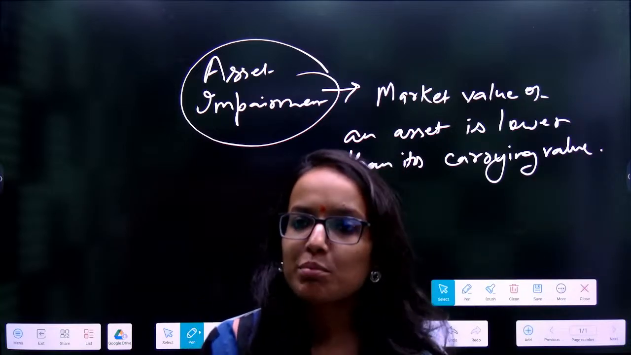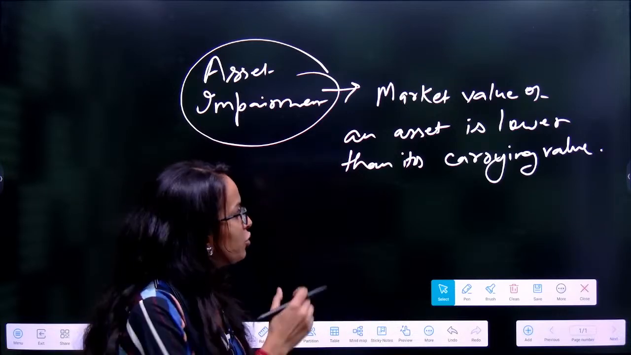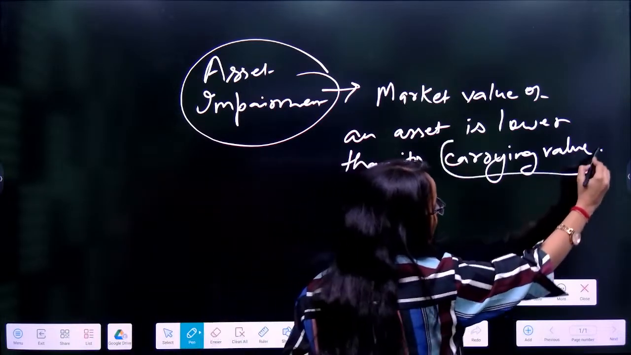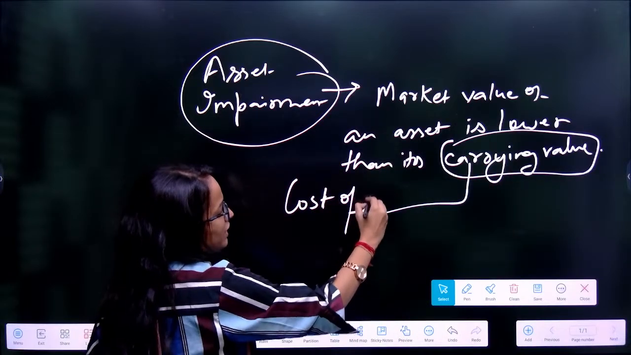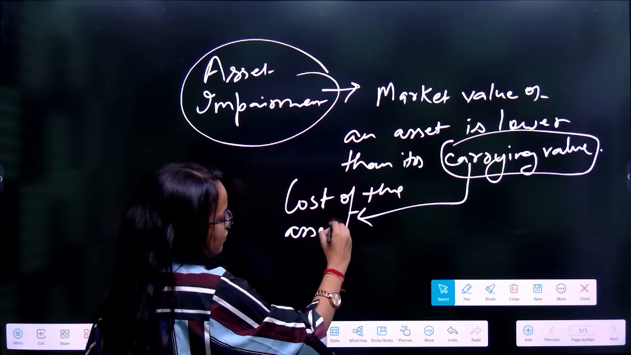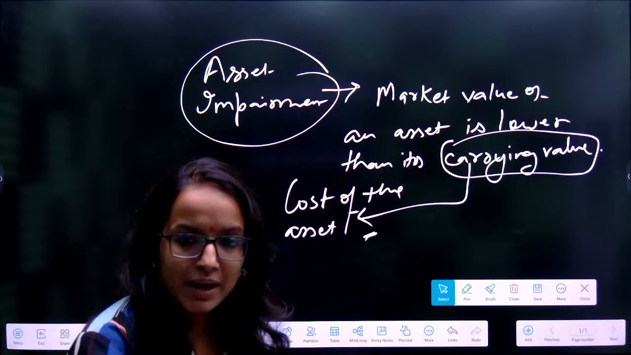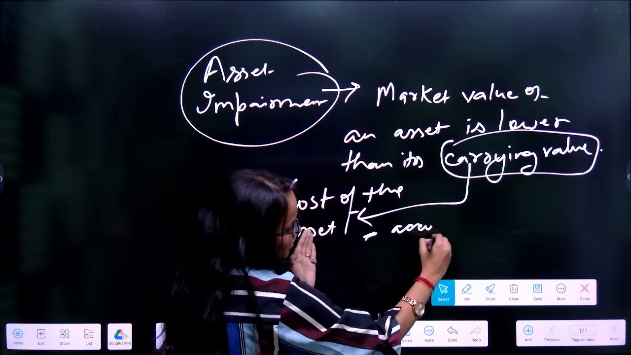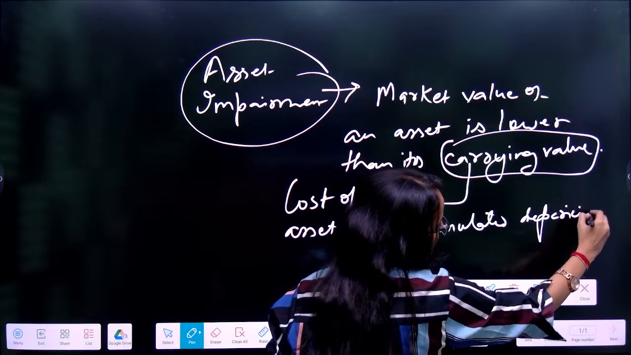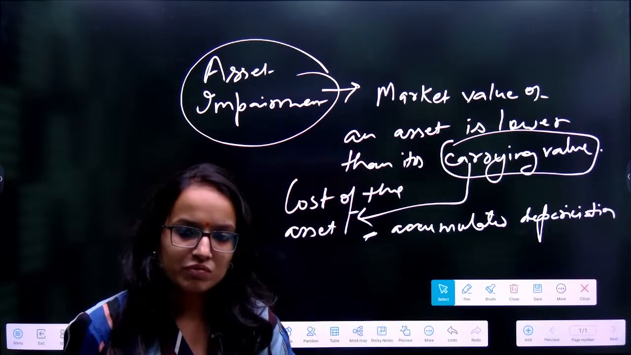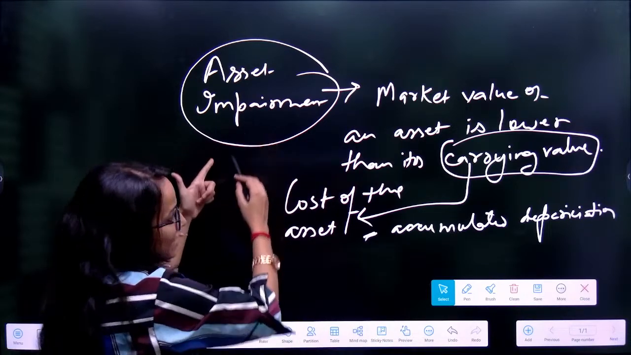So generally, when the market value of an asset becomes lower than its carrying value, we call it asset impairment. Now you know what is market value, but what is carrying value? It is nothing but the general cost of the asset which you hold, cost of the asset which you are holding, minus any accumulated depreciation over that asset. You know what is depreciation, right? With usage, with time, the value of the asset declines. Okay, so asset impairment is this situation.